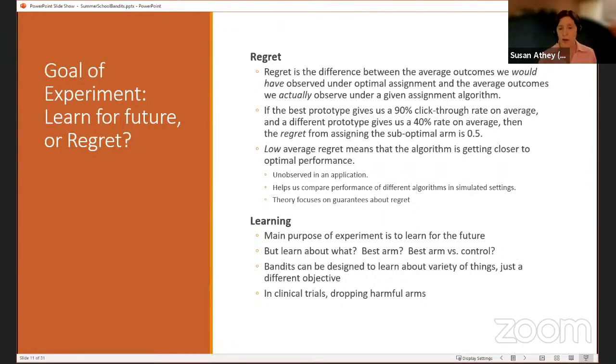Do you want to learn about the best arm? Do you want to test that the best arm is better than the control? And you actually have to think, as I mentioned earlier, about the context you're in. Are there costs involved? What is the decision that's being made at the end of this experiment? And sometimes there can be multiple objectives.